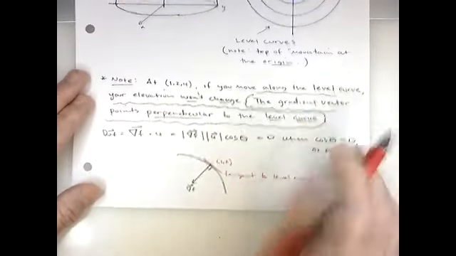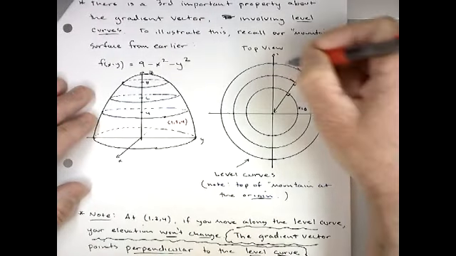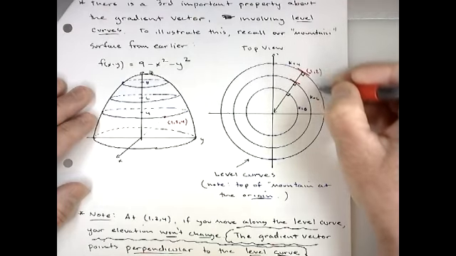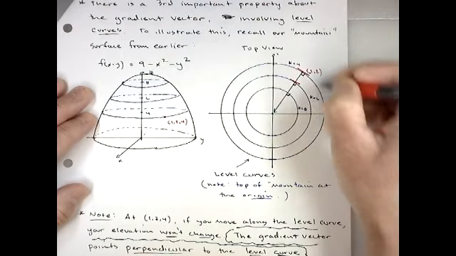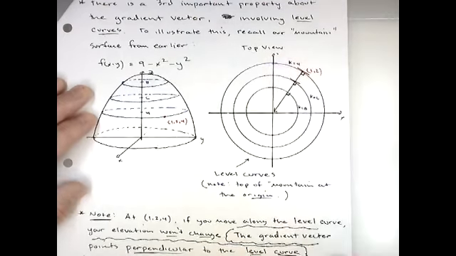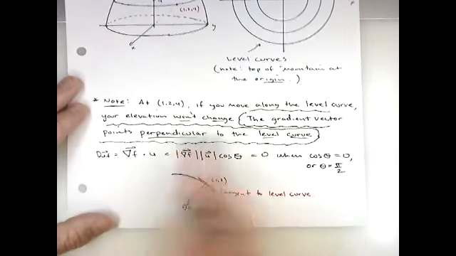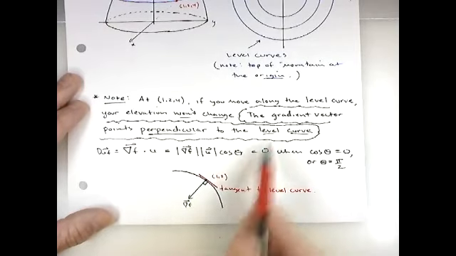Let me refresh your memory. If you move along a level curve, your elevation is not going to change. That's the definition of a level curve, right? If I move along this circle, I'm going to get a slope of 0. I'm going to get a derivative of 0 because I'm staying at the same elevation. Okay. Now the gradient vector will point perpendicular to the level curve.